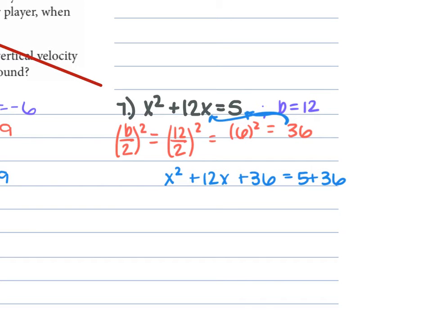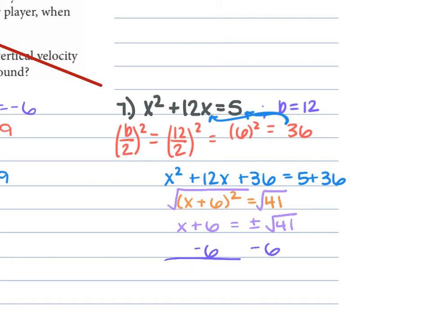Add the right, factor the left, so x plus 6 squared is equal to 41. From here, take the square root of both sides. So we're going to have x plus 6 is equal to plus or minus the square root of 41. Move this 6 over, subtract it from each side, and we get that x is equal to negative 6 plus or minus the square root of 41.